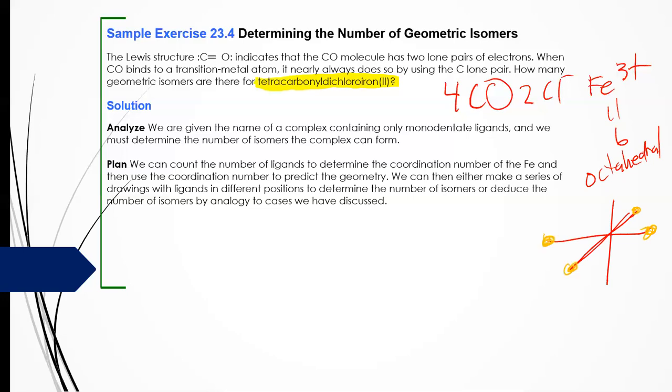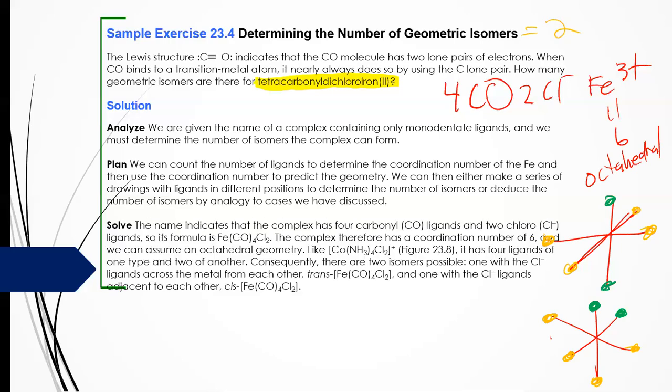or, if they're all on the plane, then our chlorines are going to be across from each other. Or we can put them where our chlorines, instead of being across from one another, are going to be next to each other. One's on the axial position, one's on the planar. And those are the only 2 options we have available, which means that we should only have 2 geometric isomers, our cis and our trans.